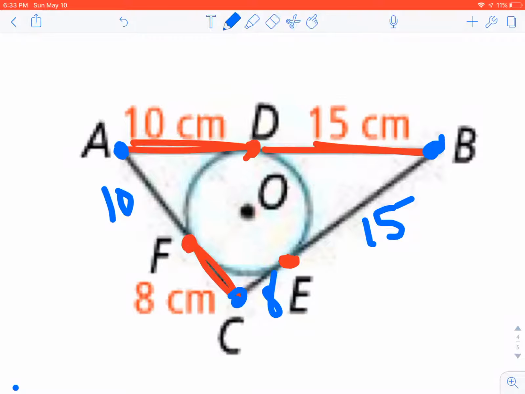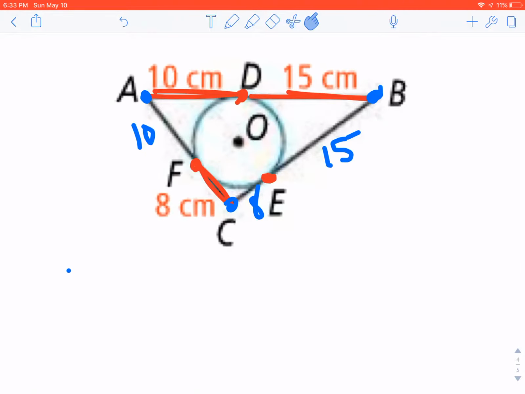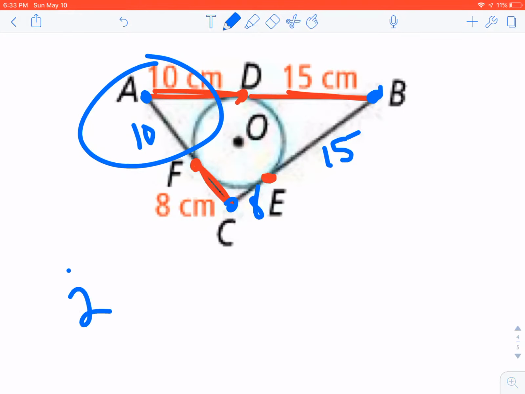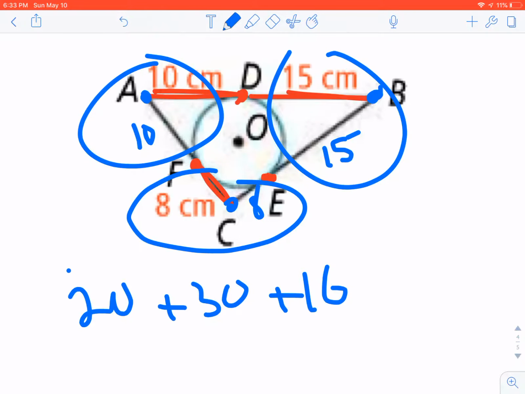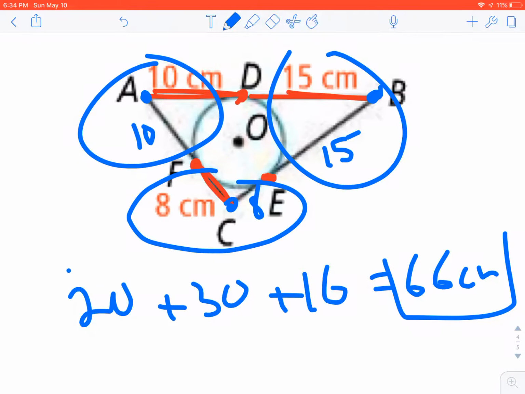So, to calculate my perimeter, 10 and 10 give me 20. 15 and 15 give me 30. 8 and 8 give me 16. 20 plus 30 plus 16 give me 66 centimeters.